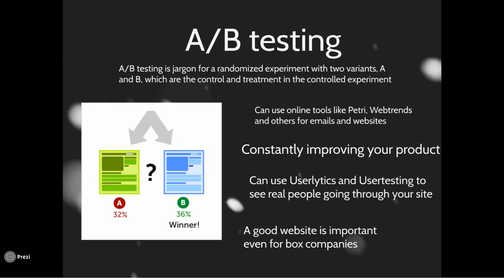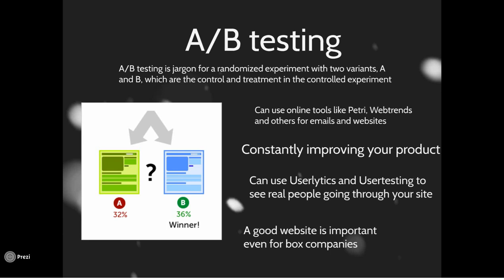So A/B testing is another way to be learning. A/B testing is very, very popular in software, and you basically have a randomized experiment with two variants, A and B, which are the control and treatments of the controlled experiment. So this way you can constantly be improving your product, and Google and online companies love doing this kind of stuff. They have maybe two different layouts or two different pictures or two different whatever, and they see whichever one has the higher percentage.